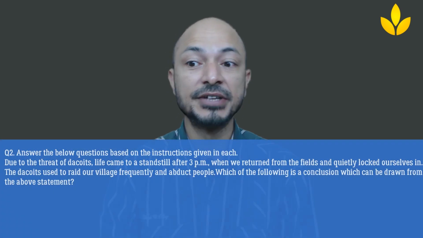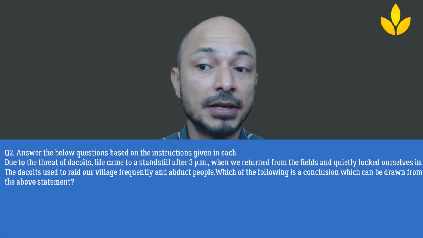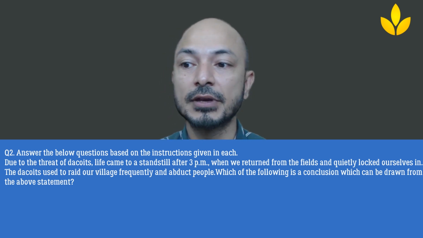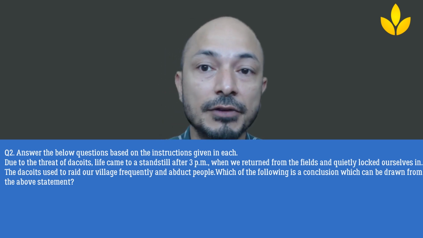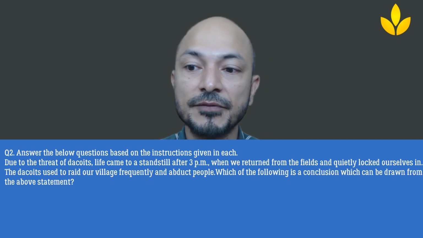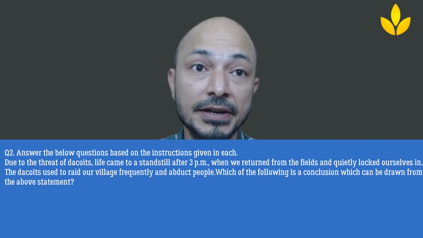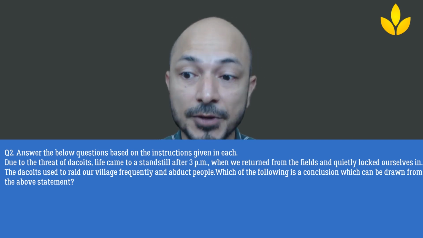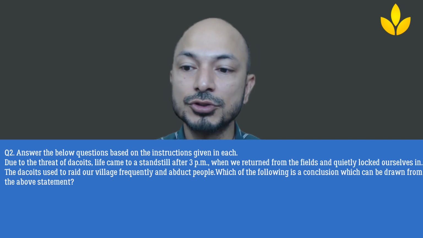We come to question number 2 of the verbal section in the Wipro patent papers. It's about sentence inference again. It says, answer the question below based on the instructions given. And it reads, due to the threat of dacoits, life came to a standstill after 3 p.m. when we returned from the fields and quietly locked ourselves in. The dacoits used to raid our village frequently and abduct people. Now, which of the following is a conclusion which can be drawn from the above statement?